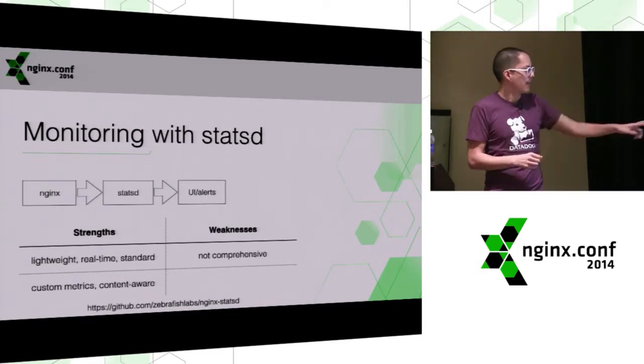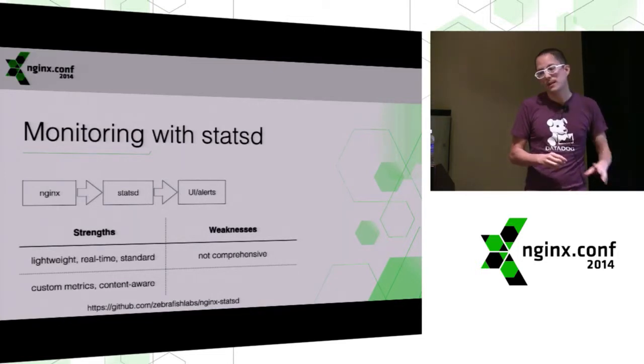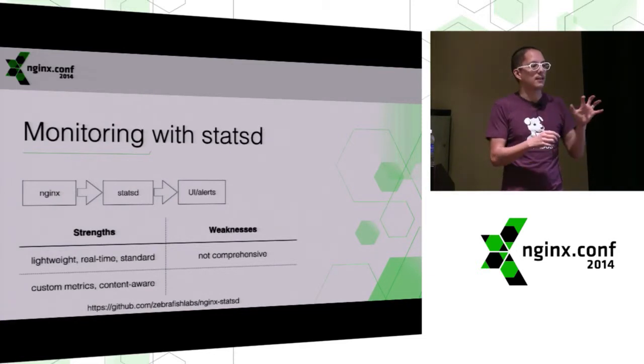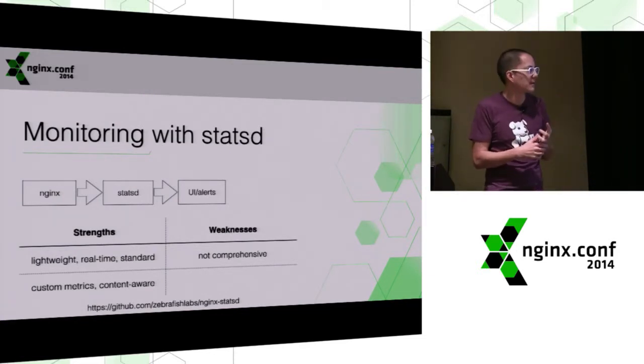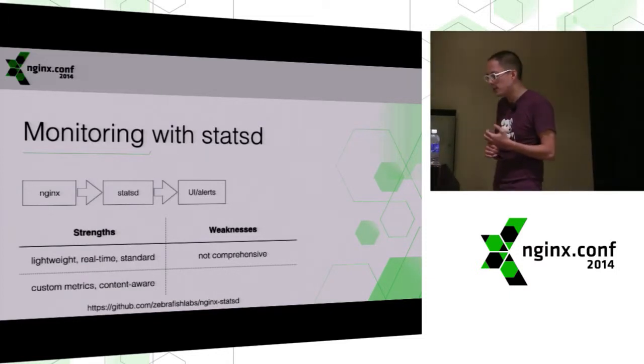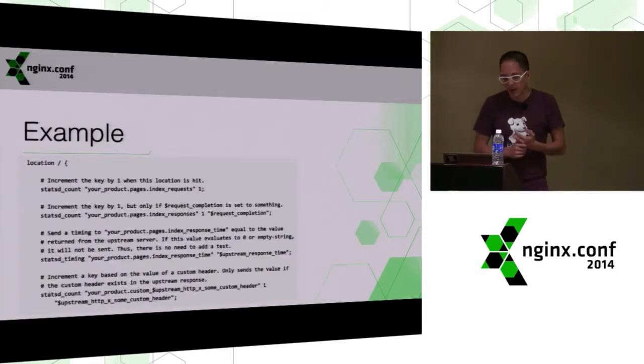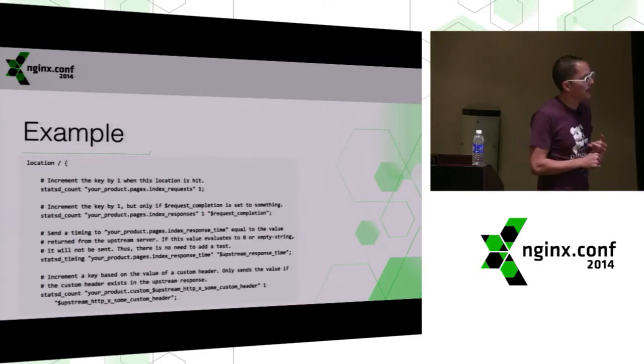So that module in particular, the Zebrafish thing, is not going to measure everything in Nginx. You could arguably make it kind of do that, but it's going to be a lot of work. So just an example of what it looks like.